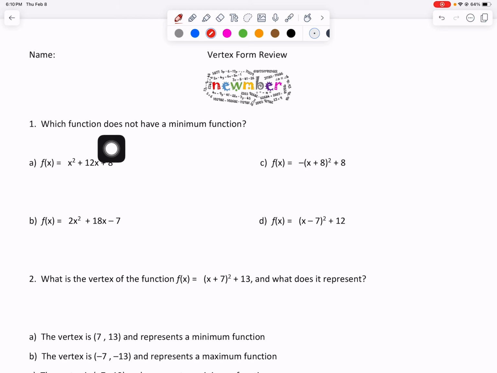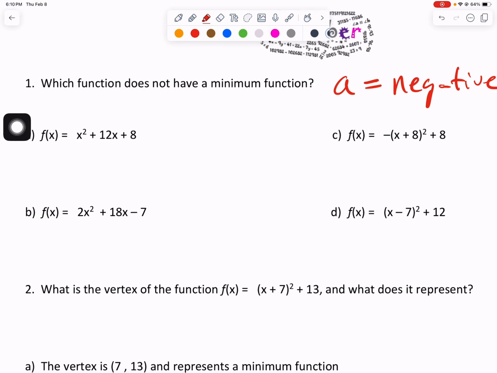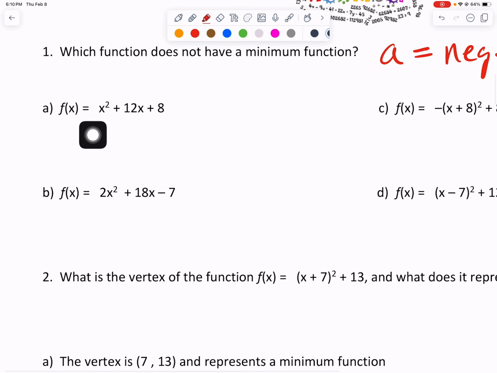Number one, which function does not have a minimum function? Well, a minimum function would have an a value that's equal to a positive number, so if we are looking for the maximum, that means our a equals a negative value, but we need to identify the a in different functions. Yes, I do know it's called Vertex form review, but we will have just a couple of standard forms here. Okay, so let's take a look.